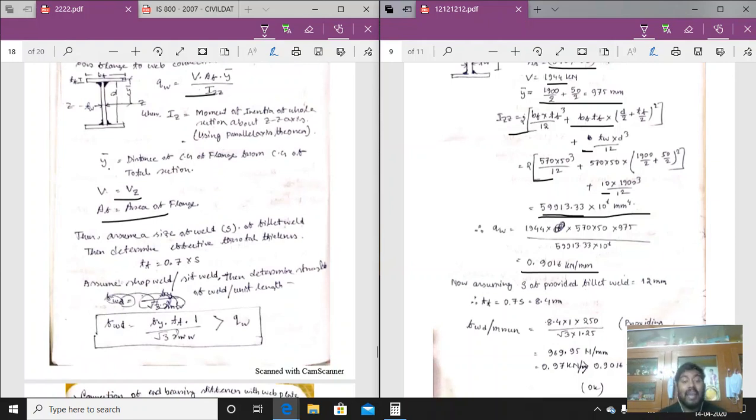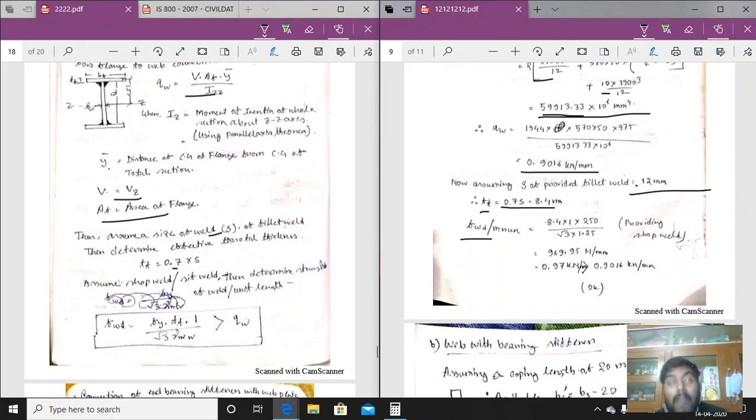Now this amount of force is acting on the weld, so the weld should be designed to resist that amount of load. So let us assume a weld size. As the load is somewhat higher, we have to assume a higher weld size. So let us assume the size of the weld is 12 mm. So TT, that is the throat thickness, will be 0.7 into S, that is the formula. Putting 0.7 into 12, we get 8.4 millimeter.